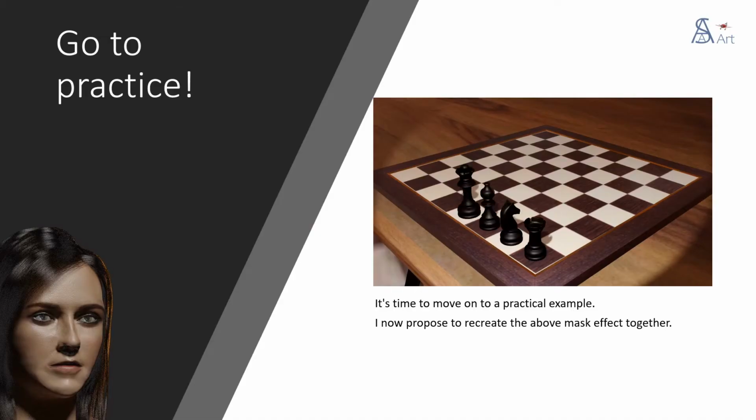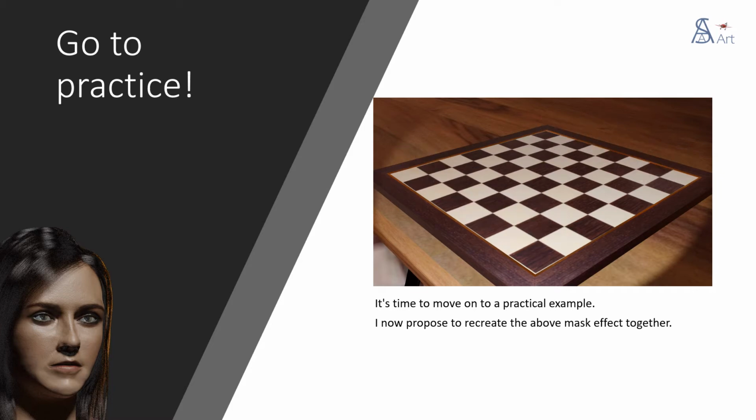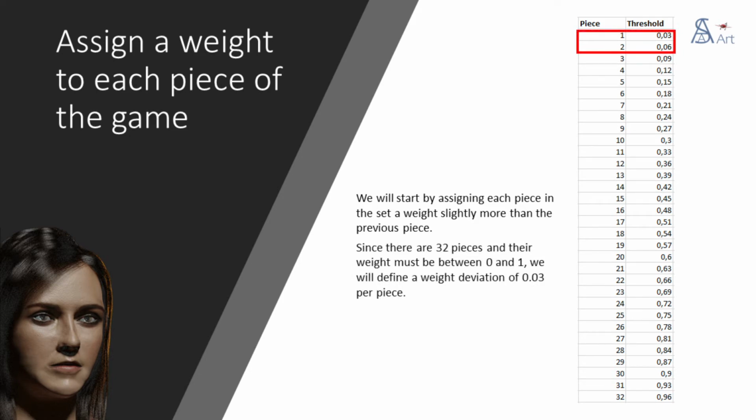It's time to move on to a practical example. I now propose to recreate the above mask effect together. We will start by assigning each piece in the set a weight slightly more than the previous piece. Since there are 32 pieces and their weight must be between 0 and 1, we will define a weight deviation of 0.03 per piece.